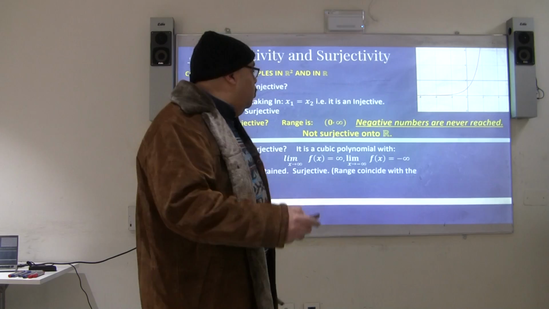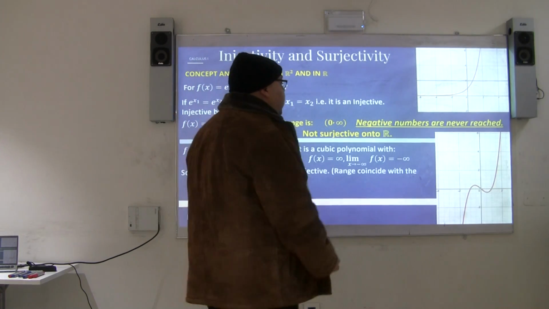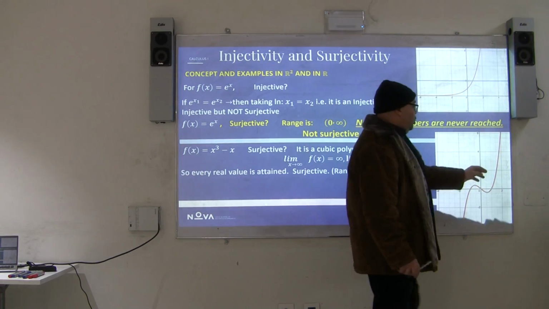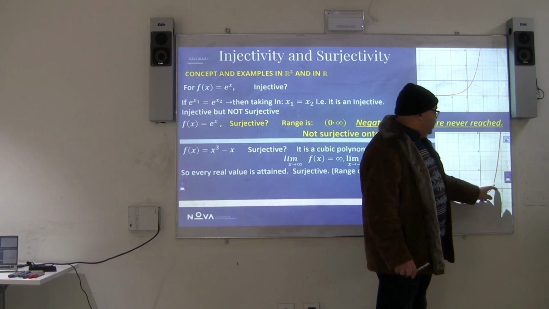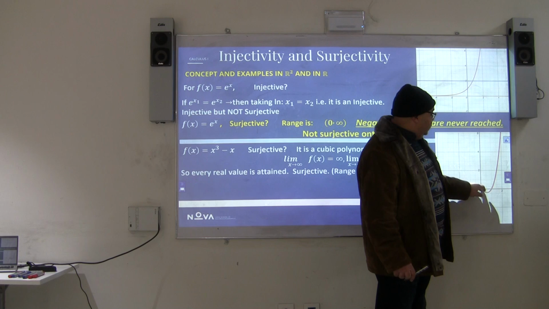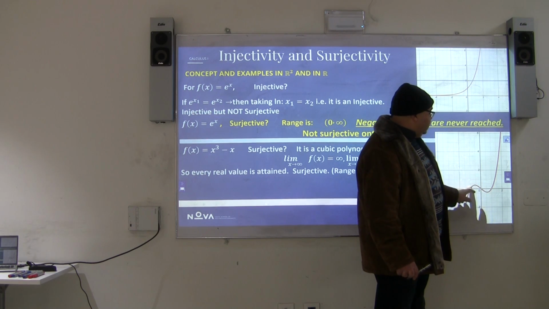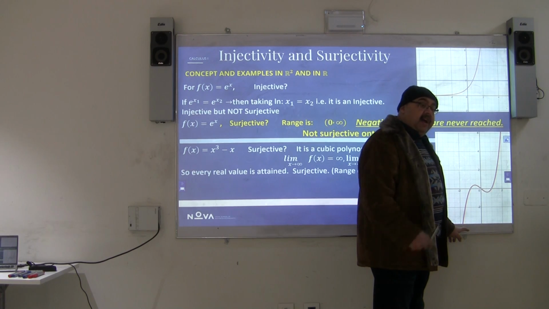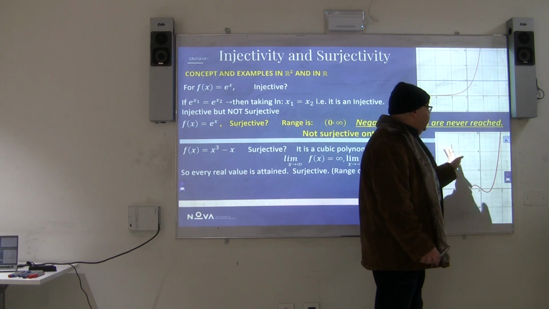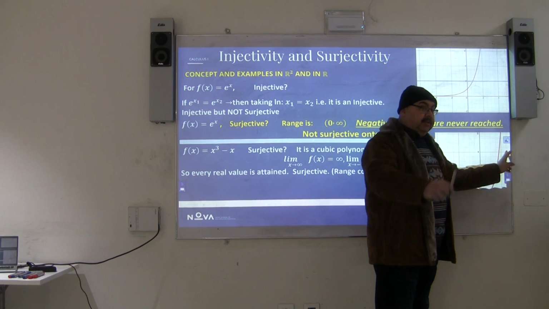So if I draw this graph, this is going to be the shape of this function. It will cut the x-axis, then reach a minimum point, then an inflection, then a maximum, then go down. If you try the horizontal line test, here it will cut the graph in one point.